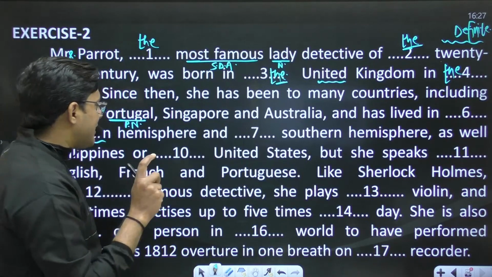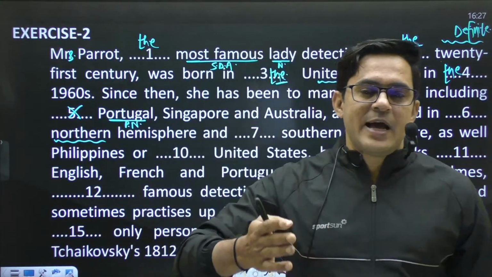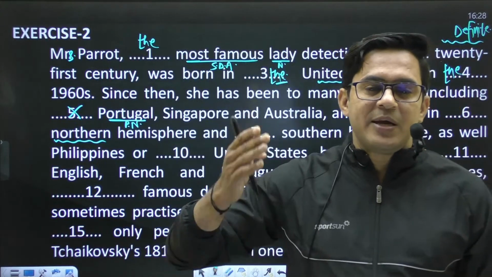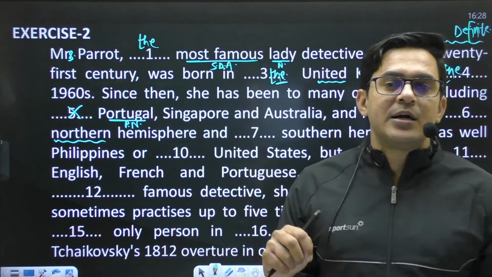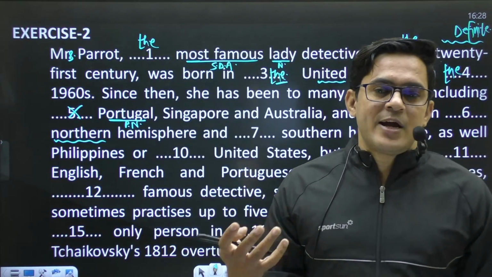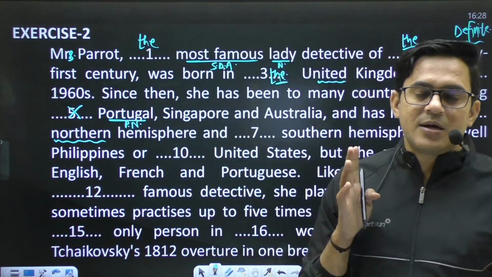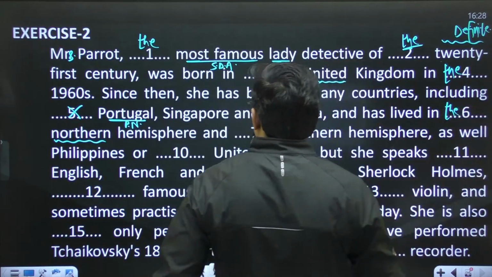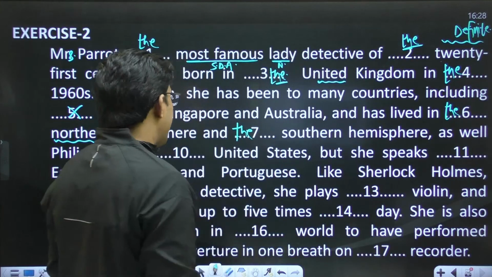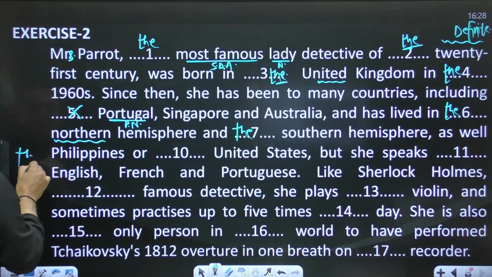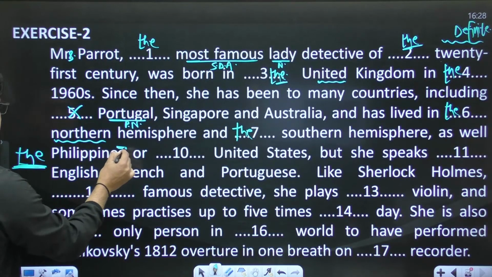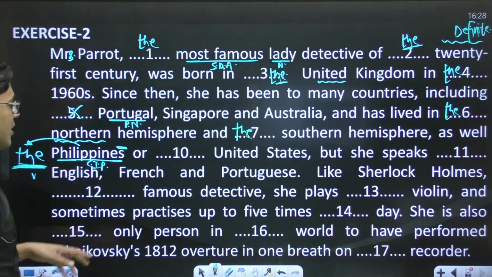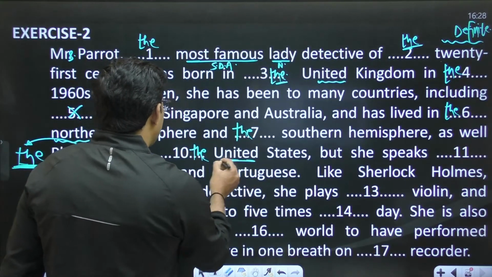hemisphere. Whenever you get any hemisphere, northern hemisphere, southern hemisphere, or countries in plural like Bahamas, Philippines, Netherlands, and West Indies, and any country name preceded by adjectives like United, Great, Soviet, and Republic, these country names demand the article the before them. So the answer will be in the northern hemisphere and the southern hemisphere, as well as the Philippines. Philippines is a country in plural, and before a country in plural we use the article the. Or the United States, because of this United we have to use the article the.